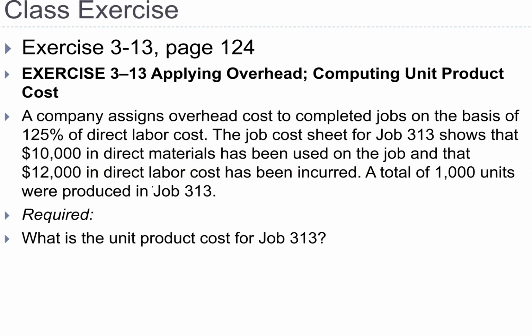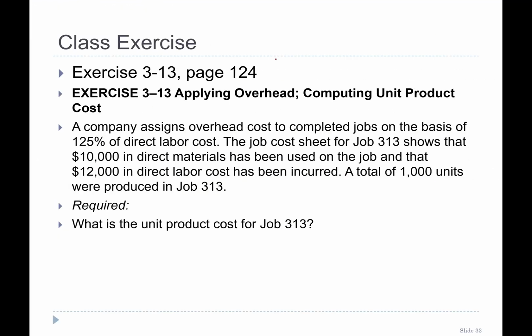Here we go. And then we talked about also in our breakout room activity, this class exercise as well, a group activity. So let me read that. A company assigns overhead cost to complete job on the basis of 125% of direct labor cost. So in our previous examples, we talked about direct labor hours, but now it is direct labor cost. It means the overhead is assigned based on 125% of labor cost.